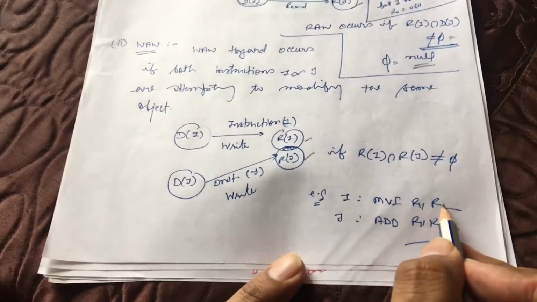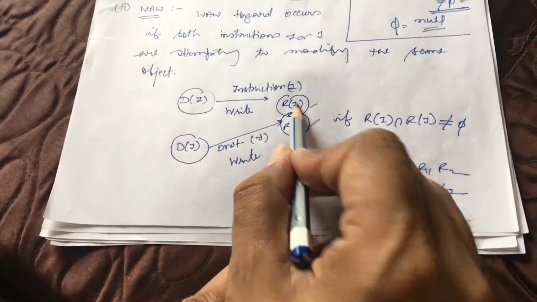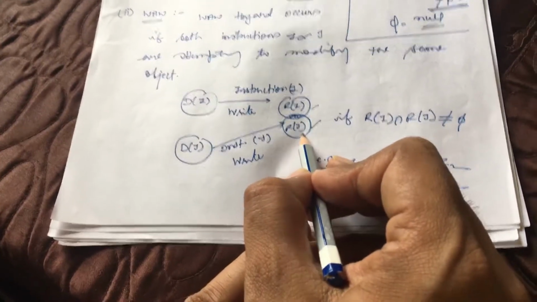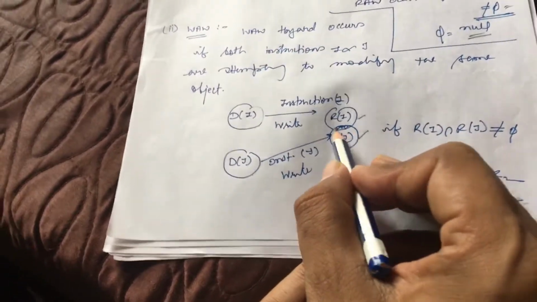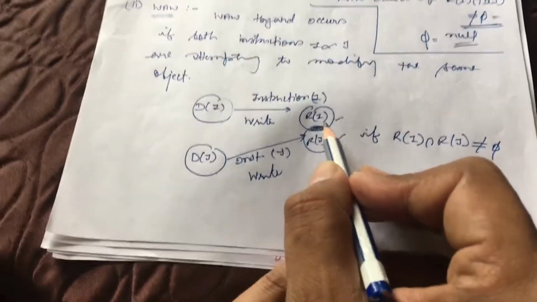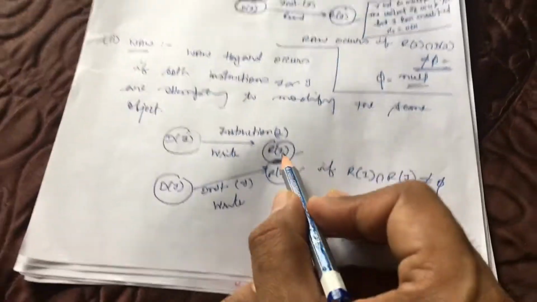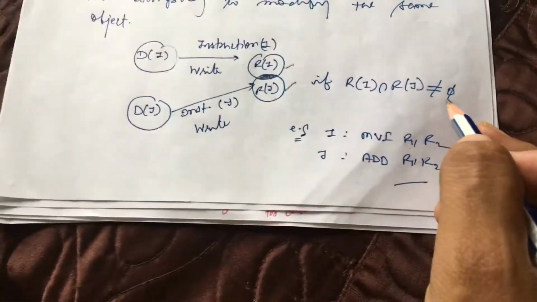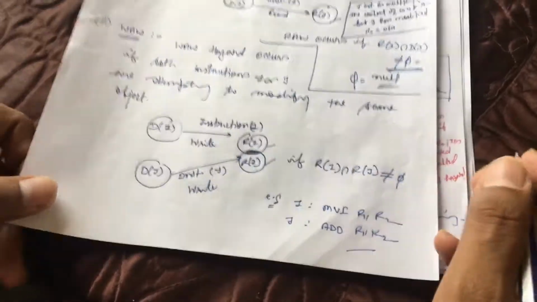If the intersection has a null value, there is no hazard. But usually it is not the zero value, it has some value. Whenever you get the intersection of these two, you have some value. It means the write after write hazard has occurred.